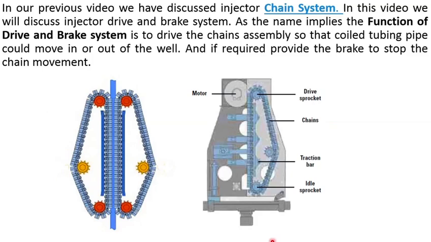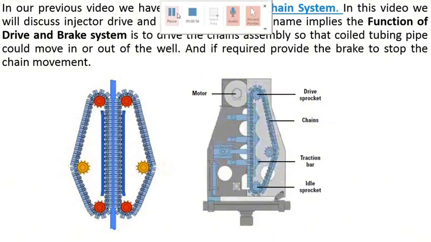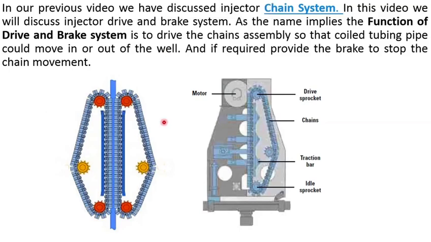The second function of the drive and brake system is to provide the braking mechanism, so that in case we need to stop the movement of coil tubing pipe, we could perform the brake and stop the movement of coil tubing. So basically we will see what are those components which are involved in the movement of these chains. So let's see.